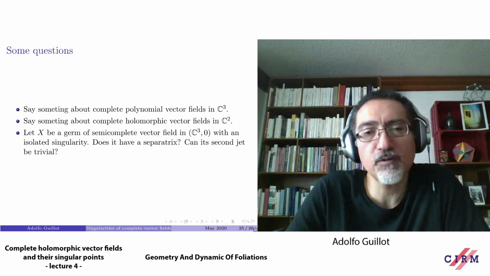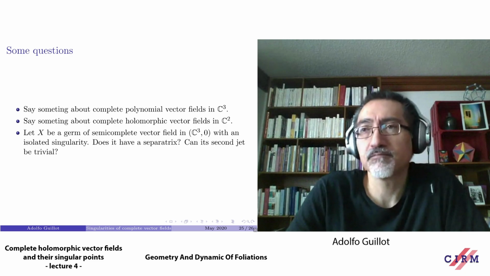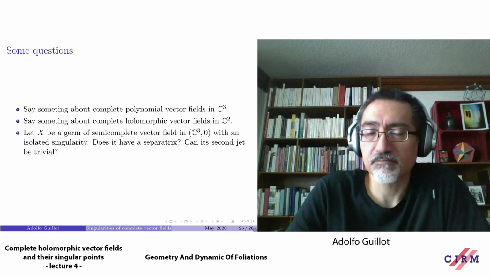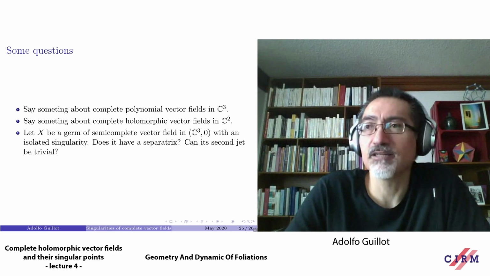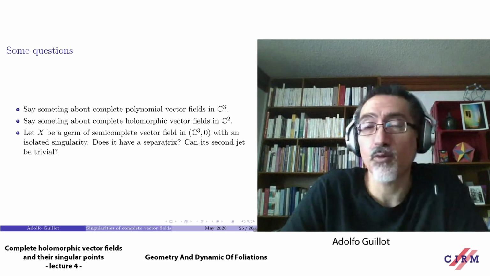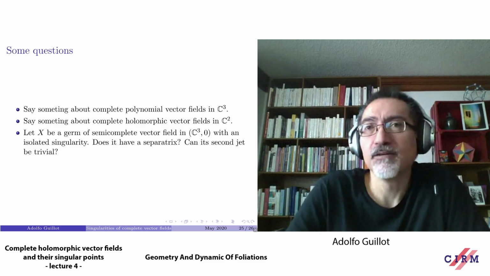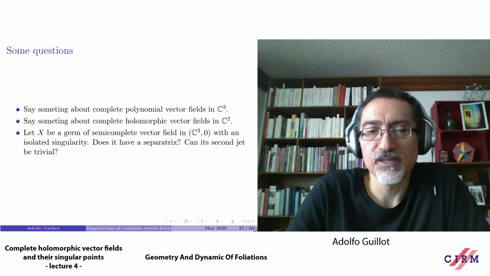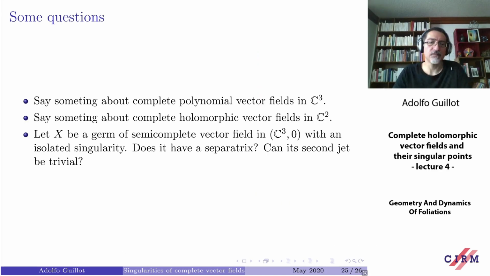So if I have a germ of semi-complete vector field at the origin of C3 with an isolated singularity, does it have a separatrix? We do not know. Can its second jet be trivial? Of course, if it does have a separatrix, then its second jet is not trivial, but maybe there's another way to show that the second jet cannot be trivial, or more generally, a precise way in which this germ of vector field cannot be too degenerate. Okay, so there are many more questions, and just let me finish with some references.